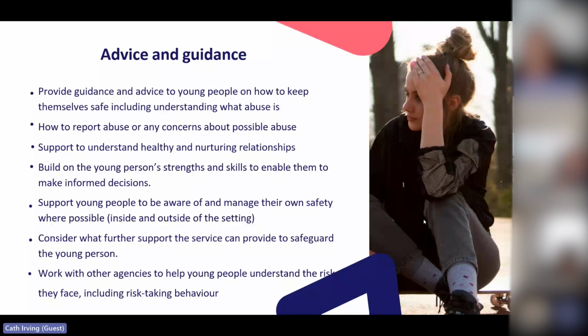How we support young people thinking about their relationships, developing those healthy and nurturing relationships moving forward, and really looking at that young person's strengths and skills that they already have. How are we going to build on them and support them moving forward, supporting them into adulthood in terms of making those informed decisions. We need to be able to support young people to manage their own safety inside the setting but outside of the setting. We're developing independence for young people, so these are skills they need into adulthood. They may need to think about what other support or services may be required for young people, and obviously working with some other services as well when required in order to support understanding of those risks.